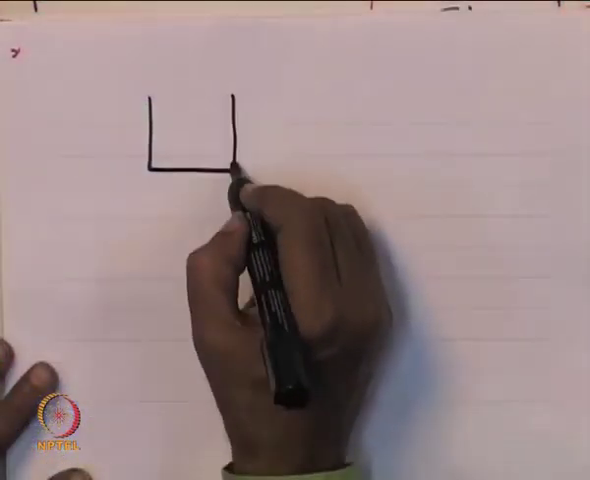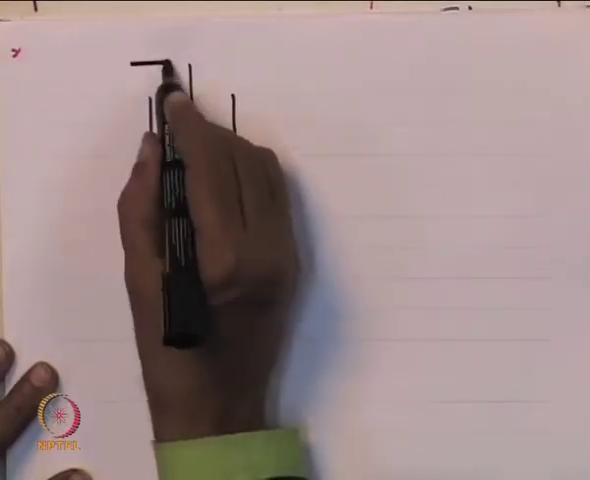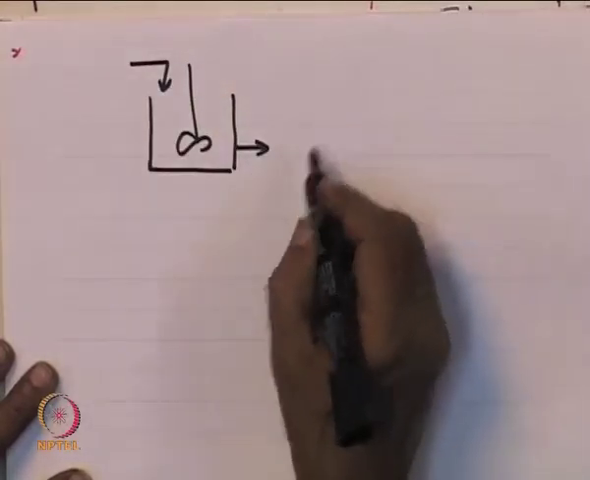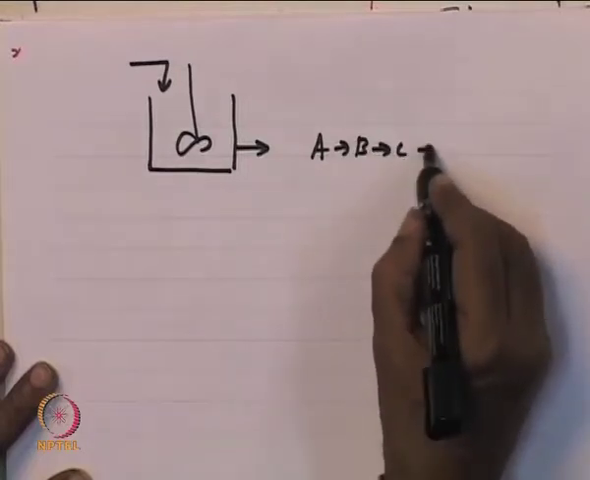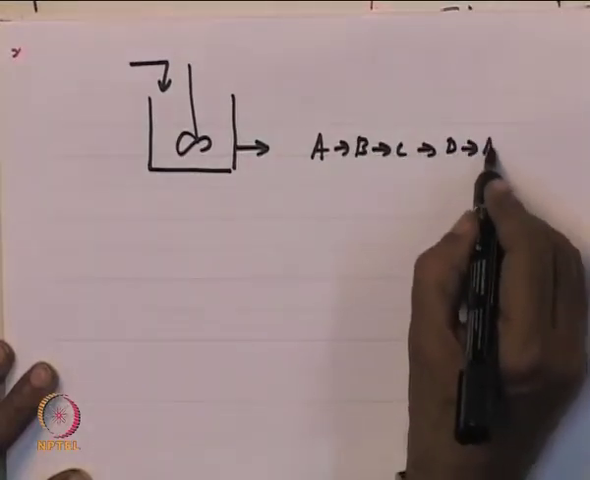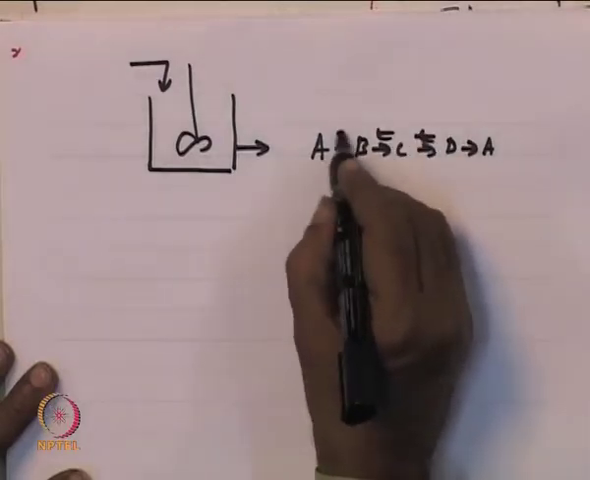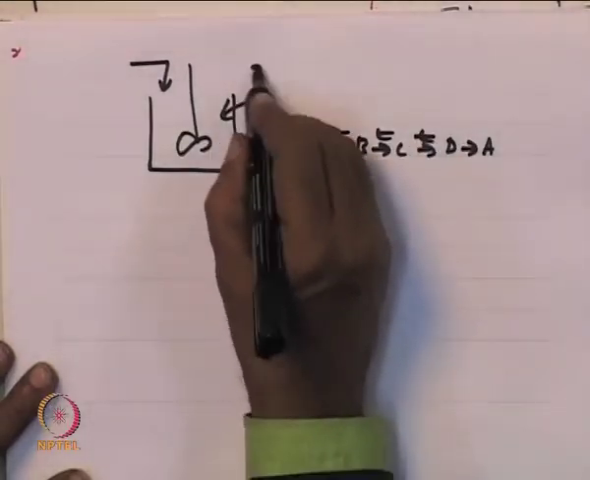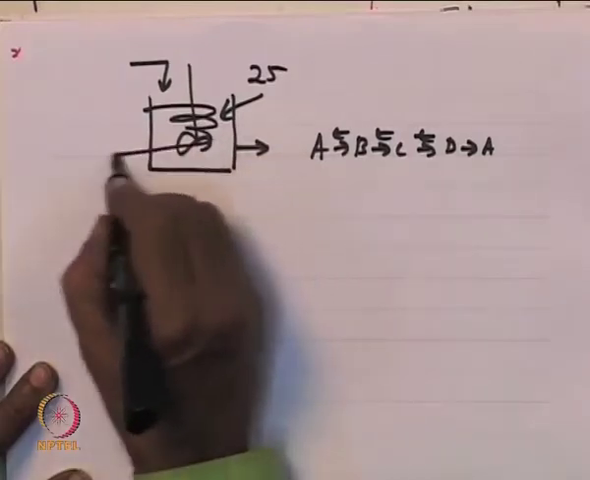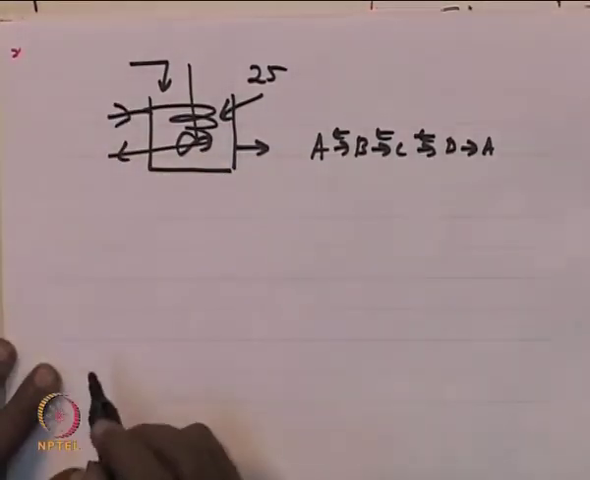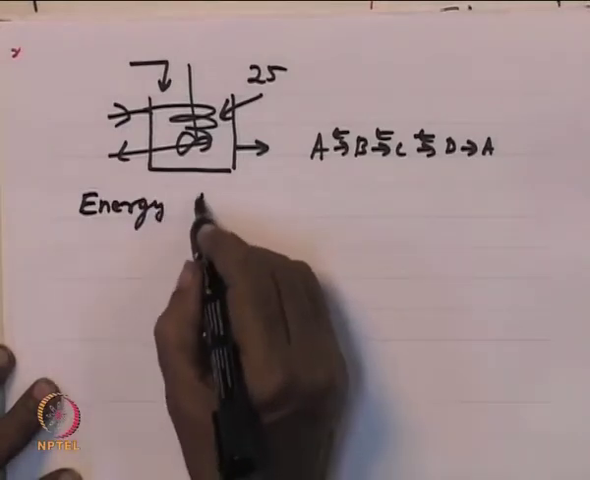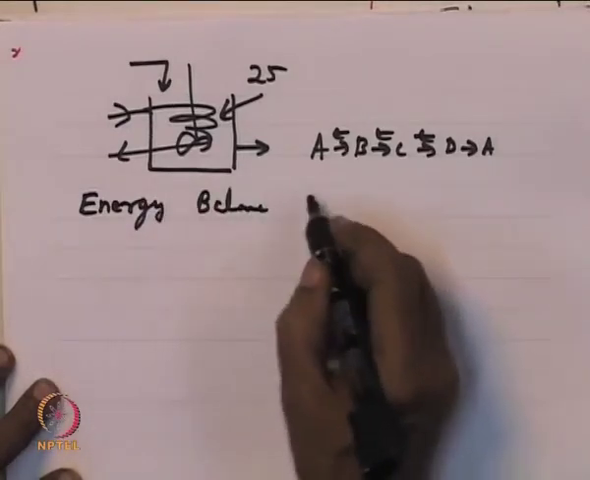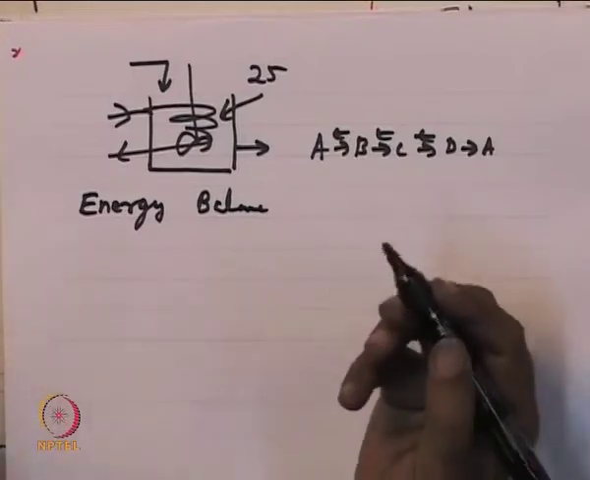So, what you have got? We have got a CSTR in which you have these instantaneous reactions running. These instantaneous reactions A goes to B, B goes to C, C goes to D, D goes to A. This is running here at 25. So, we have to put in heat to be able to ensure that this happens actually, correct? So, we need to write the energy balance to find out how much heat is to be put in, etcetera.